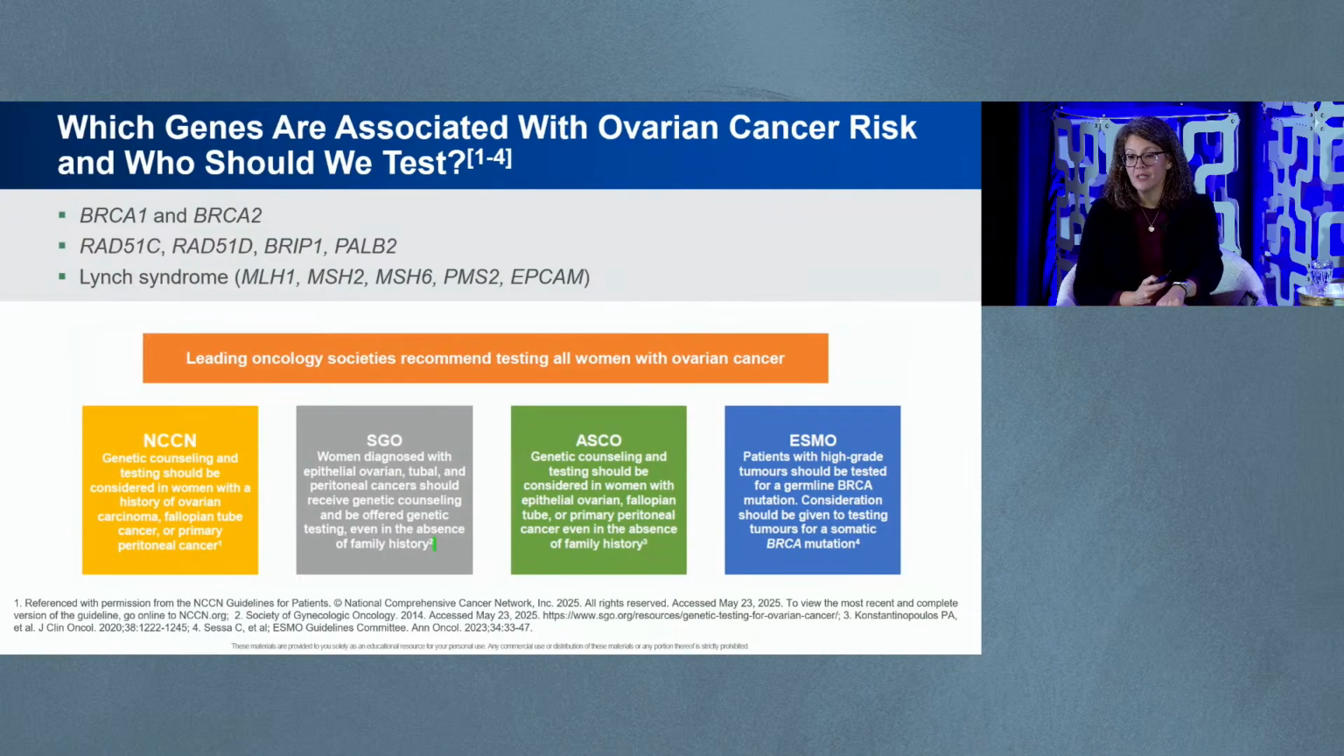What genes should be tested? Well, in women who have a new diagnosis of ovarian cancer, the 4 major clinical guidelines all recommend genetic testing for everyone. And this includes BRCA testing for BRCA1 and 2, the less penetrant genes like RAD51C, 51D, BRIP1, and PALB2, and then also Lynch syndrome, which does increase your risk for ovarian cancer about 10–14%.